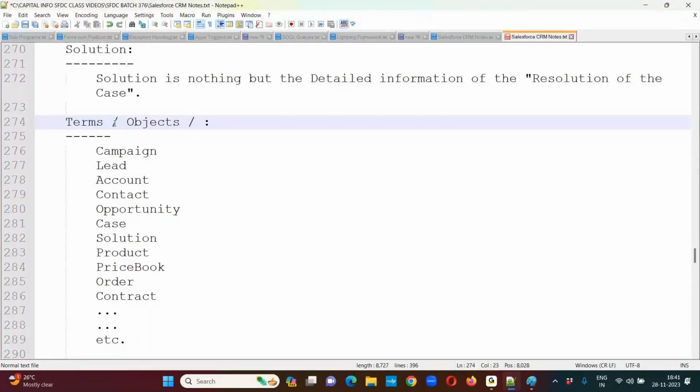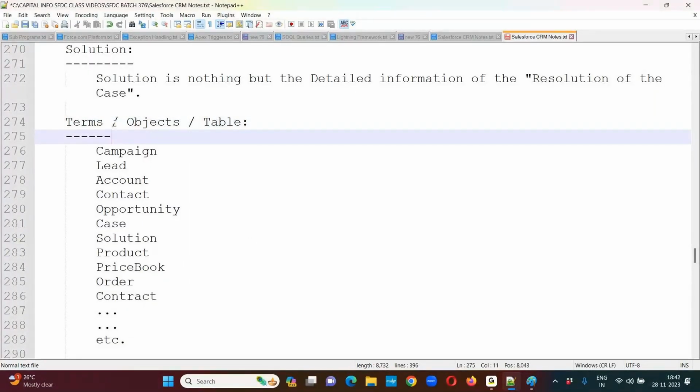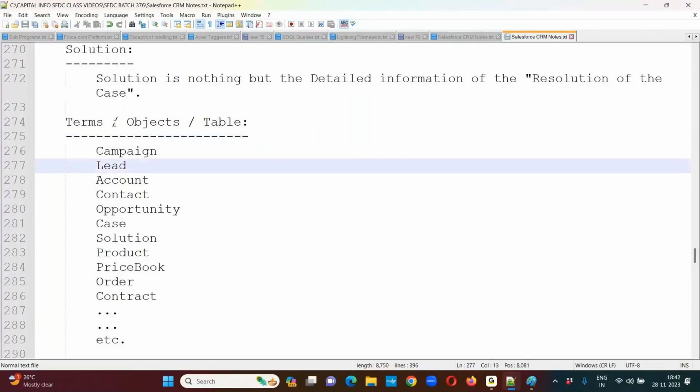Now, in our general terminology, this object is called a table. What do you mean by table? How does the table look? Rows and columns. That's it. The table is called an object in Salesforce. Just the terminology difference. In general terminology, we call it a table. In Salesforce CRM, we call it an object. Object means table.